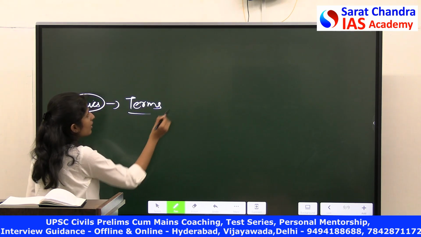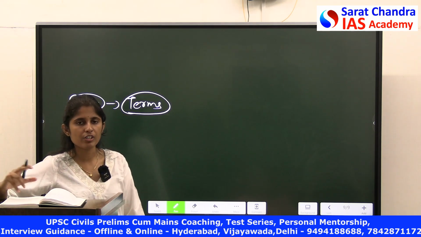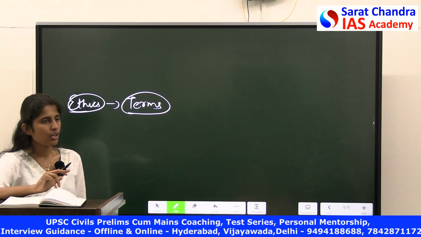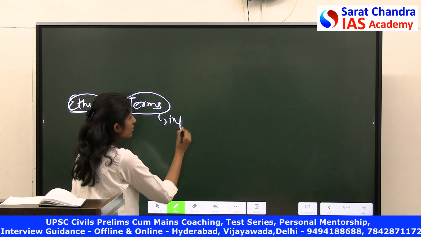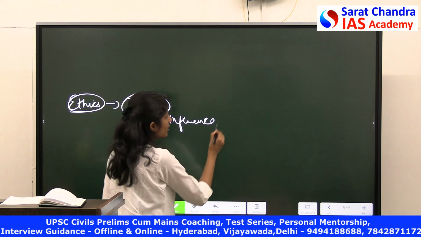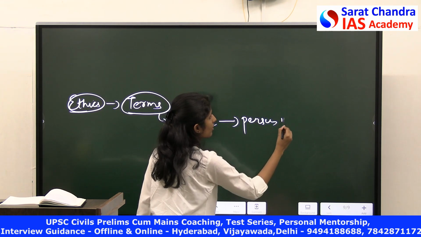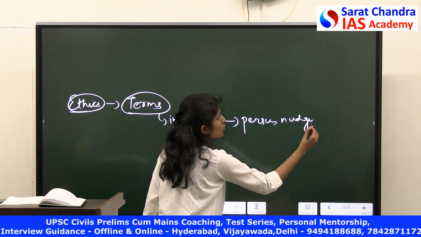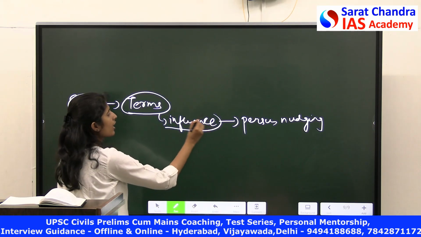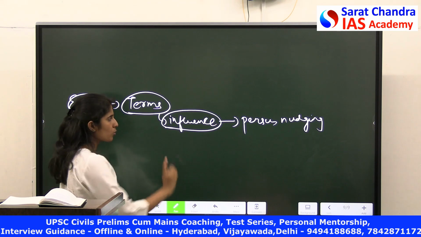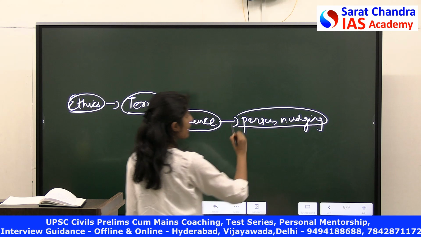What happens is that in GS you use a particular term, but in ethics you use a completely different term, which is kind of ethically oriented, right? So for instance, in GS you can use terms like influence, but in the ethics paper the counterpart that you can use is persuasion or nudging. So be mindful when you are using the terms in ethics. This is the term you are using in other GS papers, but when you are using the same kind of point in ethics, you are going to use these terms, that is persuasion and nudging.